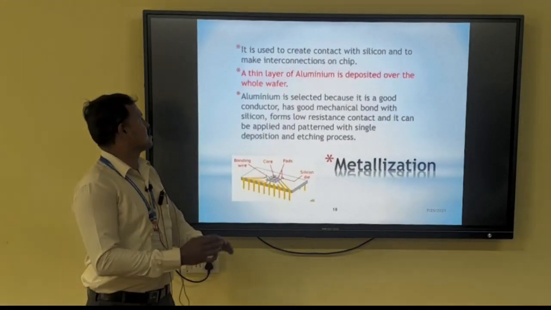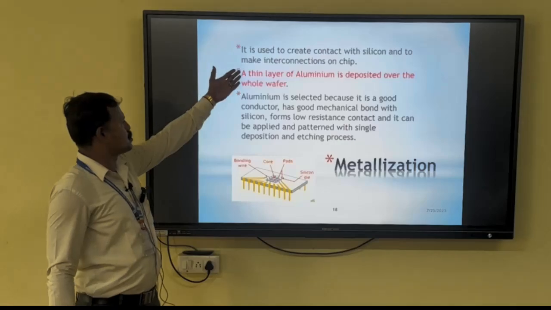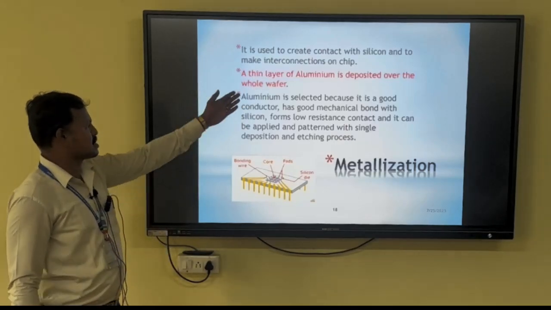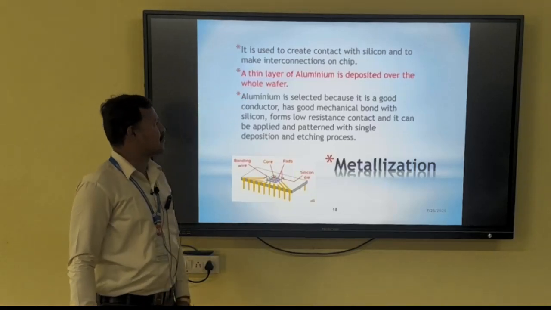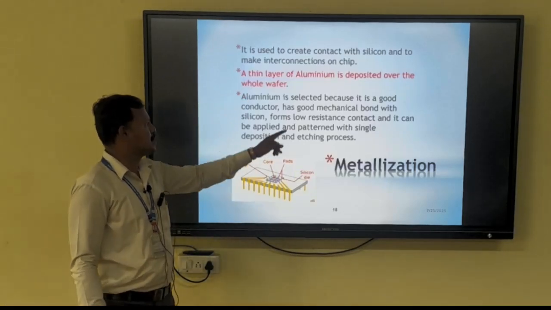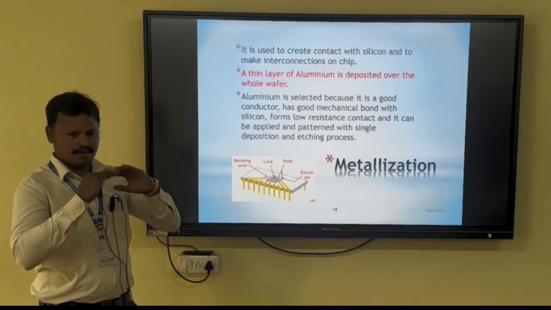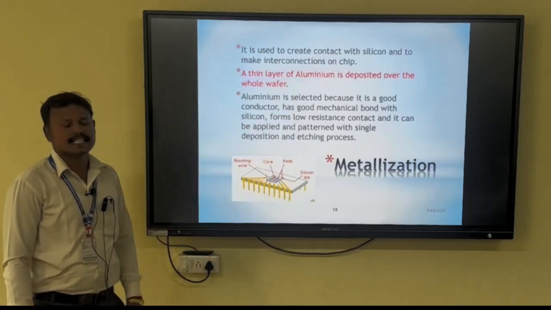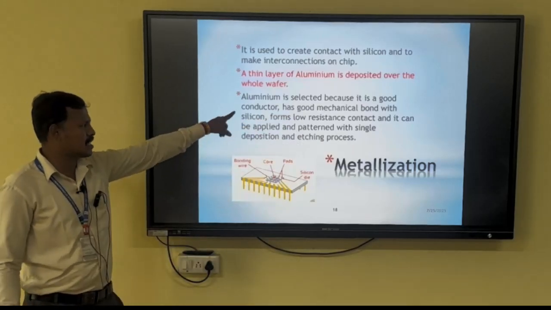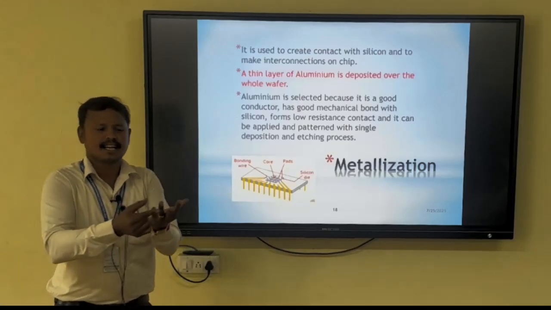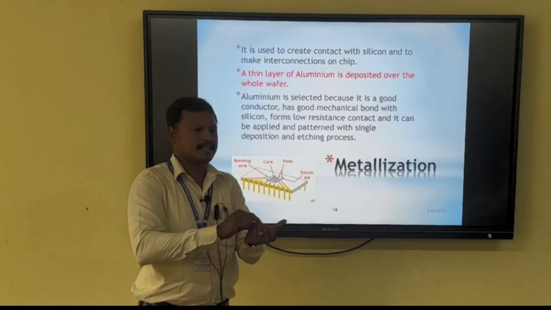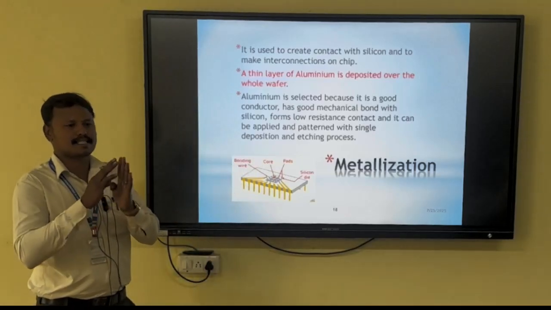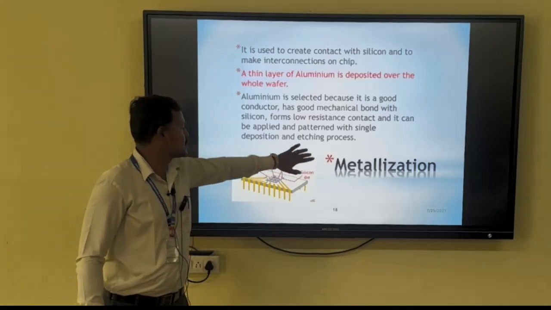That is metallization. Metallization is used to create contact with the silicon and to make interconnections on a chip. A thin layer of aluminum is deposited over the whole wafer. Aluminum is selected because it is a good conductor. That conductor forms the gate, source, drain, and base. So this is the MOS transistor metallization.